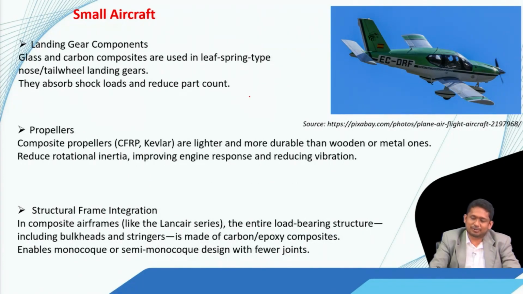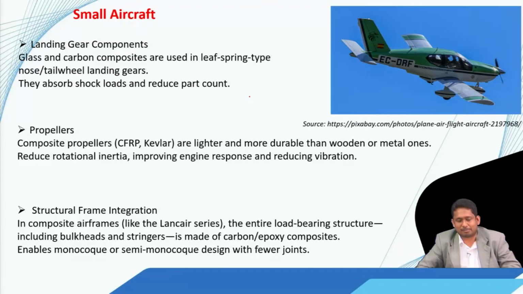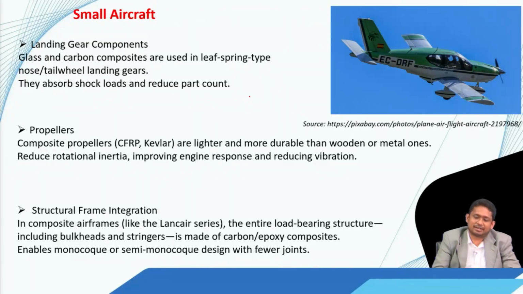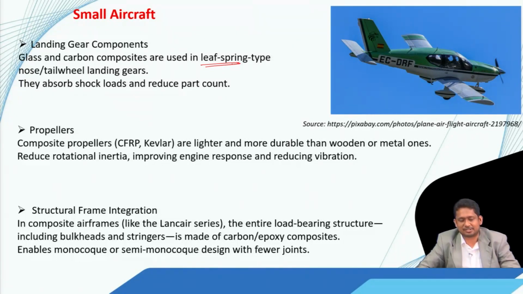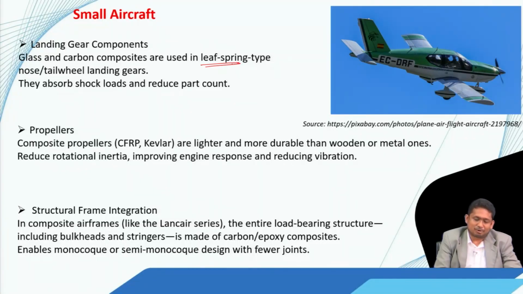Landing gear is a crucial component because it has to absorb a lot of shock. In landing gear there is a component called leaf spring. We will see it in more detail when we talk about automotive applications. There composites are used, so they absorb shock load and reduce part count. Propellers are also made of composites, mainly CFRP and Kevlar. This is lighter and more durable than other propellers. Because it is lighter, it reduces the rotational inertia. So, finally, it improves the engine response and also reduces vibration.